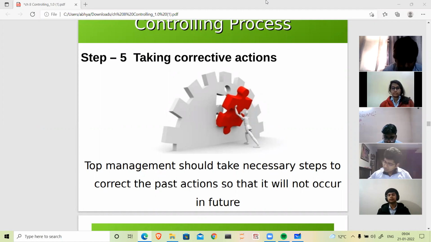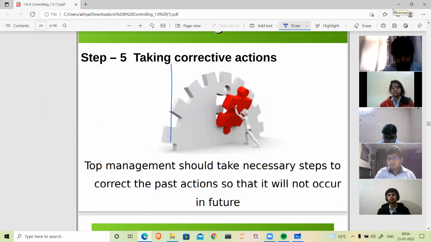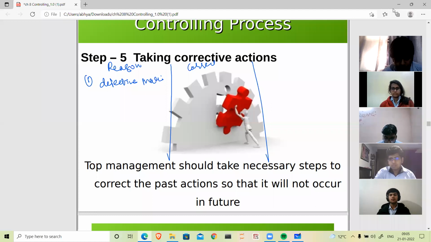For example, if the laborers have not achieved the target, and after analyzing the deviation, the reason was found, so in this step, you have to make a table like this: reason, corrective step. So suppose the reason is defective machinery. There were certain defects in the machine, and due to that, the laborers were not able to constantly work on that machine. Again and again, there was a breakdown in the machine. So this is the reason which the managers have found for not achieving the target.